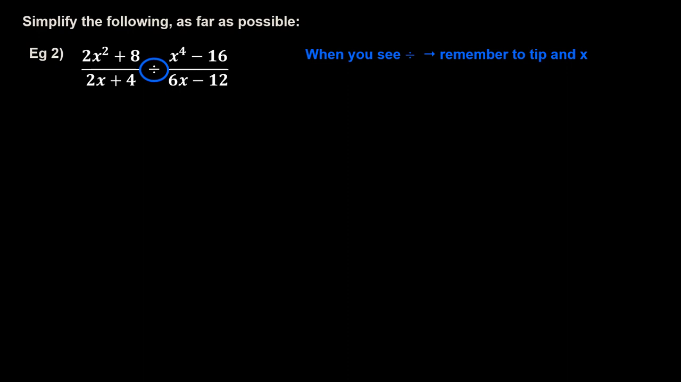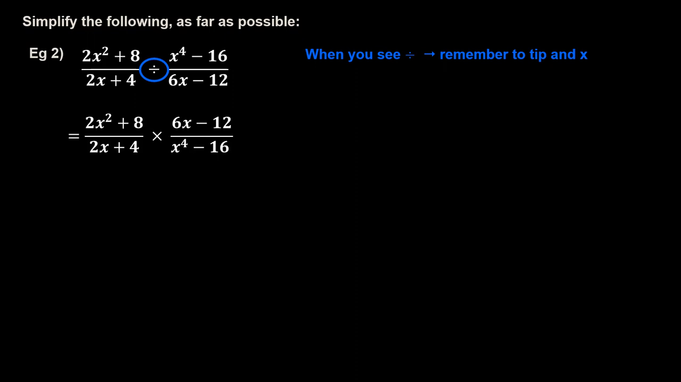In our second example, we again have two fractions, but this time we have a divide in the middle. And what you need to remember is if you've got a divide in the middle, you need to remember to tip and times in your first step. And you always tip the fraction after the divide sign. So in other words, I will end up with 2x squared plus 8 over 2x plus 4 multiplied by 6x minus 12 over x to the power of 4 minus 16.